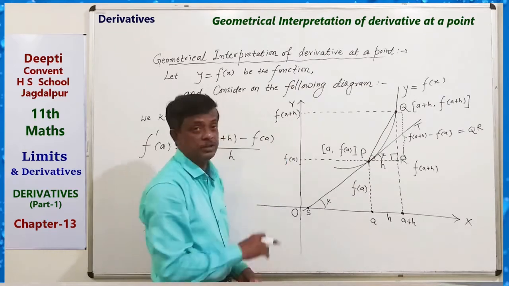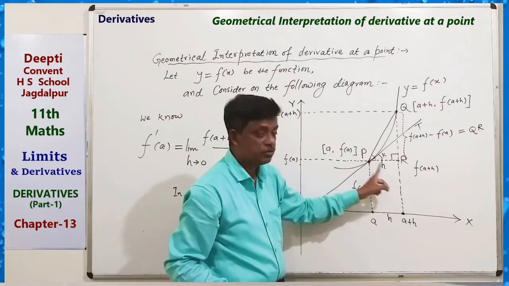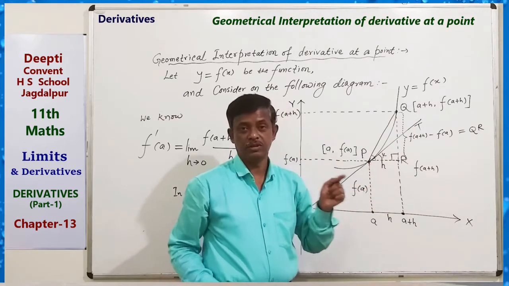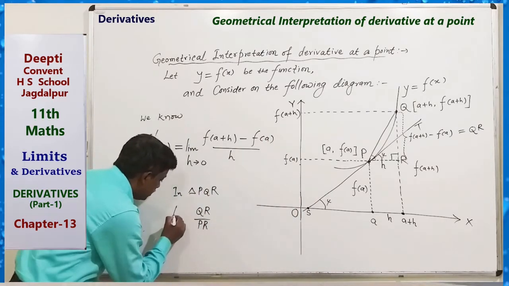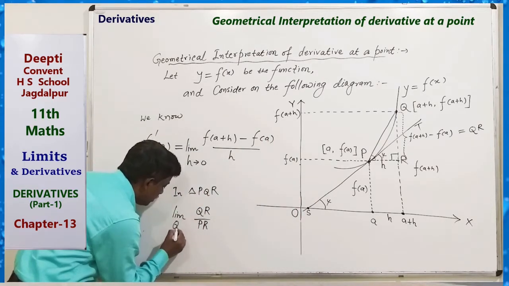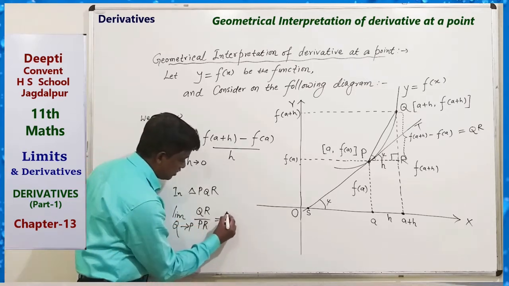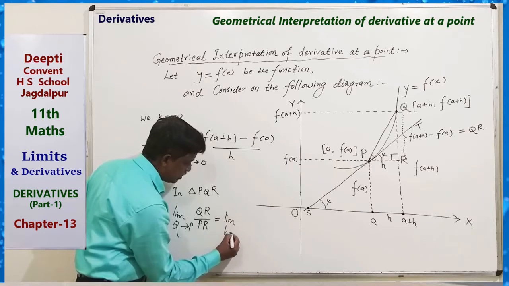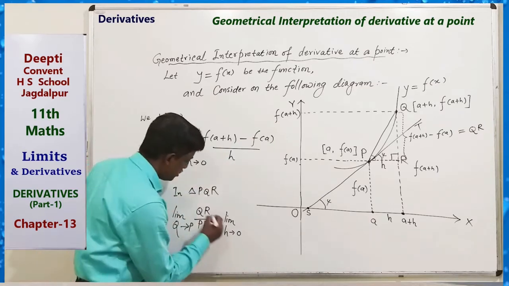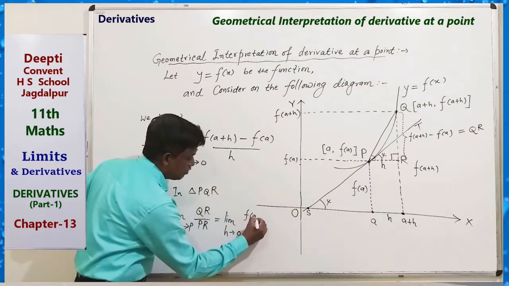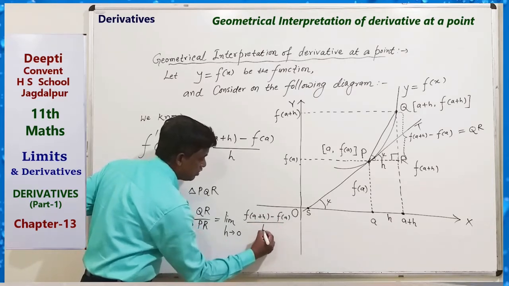When does the chord tend to the tangent? If Q tends to P, then QR tends to 0, and this also tends to 0. That is, h tends to 0. So Q tending to P means the limit as h tends to 0 of f(a plus h) minus f(a), upon h.